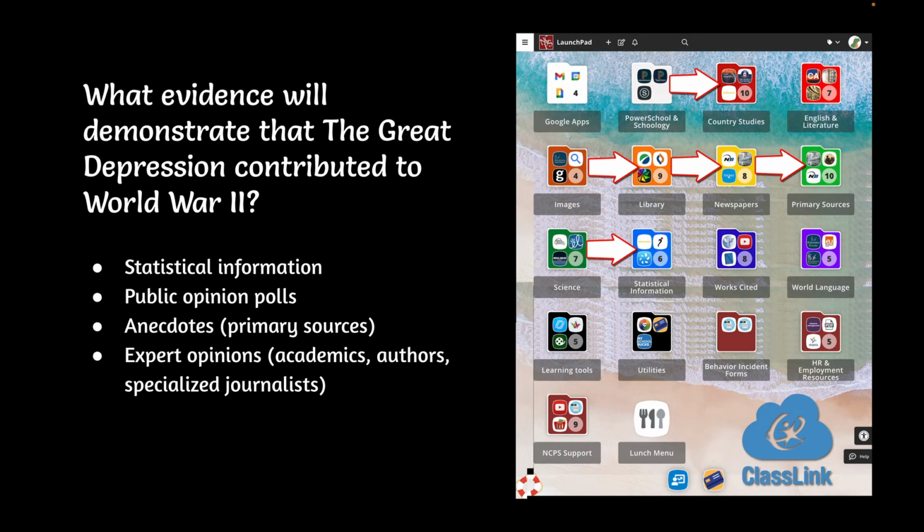So what kind of evidence will we look at? I think statistical information is certainly helpful, public opinion polls, anecdotes, so that would be primary sources in most cases. Expert opinion, so not just schools.com writing on the web, but something that's written by a scholar, an academic, an author who has expertise. Even some journalists may have some expertise in this area. We have ample folders for you to access in ClassLink to help you access these resources.